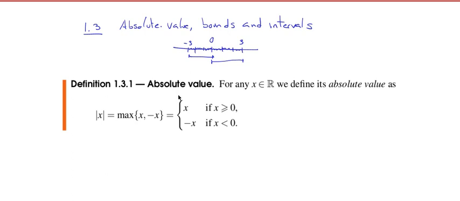Okay, so for any x, a real number, we define its absolute value, and we write it like this with these vertical bars: |x| is the maximum of x and minus x, which means that the absolute value is going to be x if x is greater than 0, and minus x if x is smaller than 0. Okay, so the absolute value of minus 3 is 3, as is the absolute value of 3. So the same value.